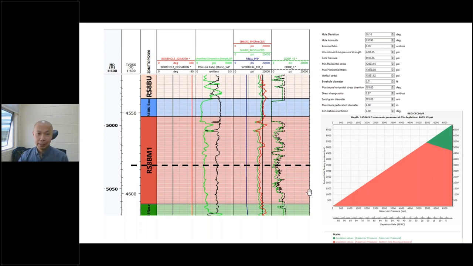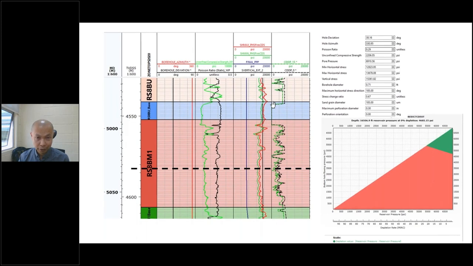Yeah, and then in this chart, this log, you see the last column here, we call it CDDP. It guides us as to which formation is weak and which formation is strong. Whenever you have CDDP zero here, touching the zero point, that means the formation is so weak that no matter what you do, we are going to produce sand anyway, right?